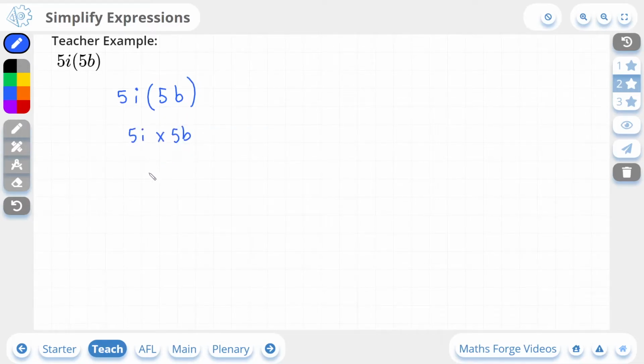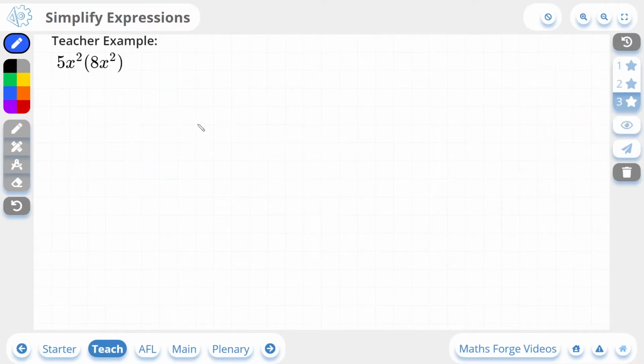5 multiplied by 5 gives us 25. i multiplied by b is ib. So our final answer is 25ib. But if we were to write this out in alphabetical order, it would be 25bi. Again, this isn't really necessary, but it's good practice. And if we check our answer, there it is, 25ib. Now we'll do a 3-star example.